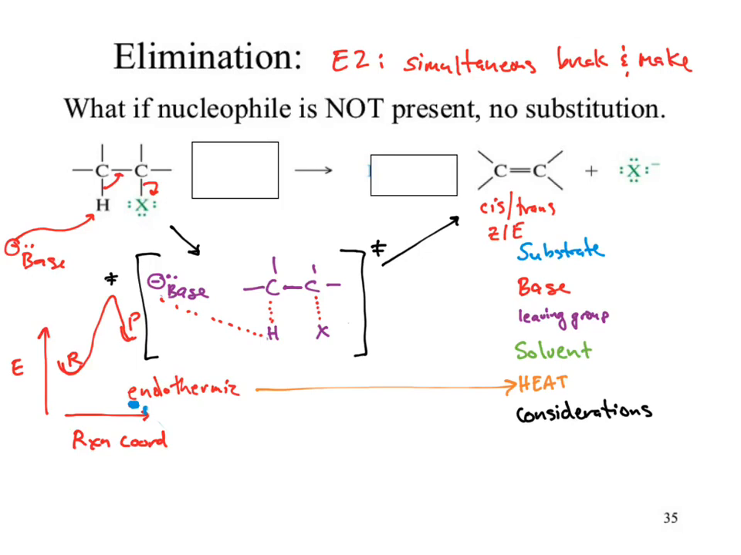Okay, the other thing to consider is what's going on in that transition of becoming the product. Okay. In the E2, this is all happening at the exact same instant. Our base is coming in and removing the hydrogen at the same instant that the leaving group is leaving. That is typically shown with these dashed lines. The leaving group bond is breaking at the same time that our carbon hydrogen bond is breaking, the same time as our base hydrogen bond is forming. So all of those things are happening at the exact same instant.